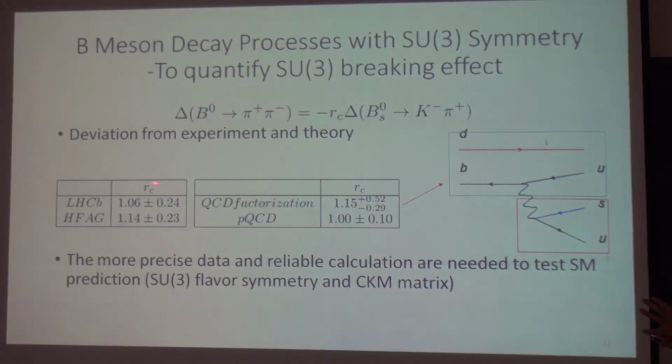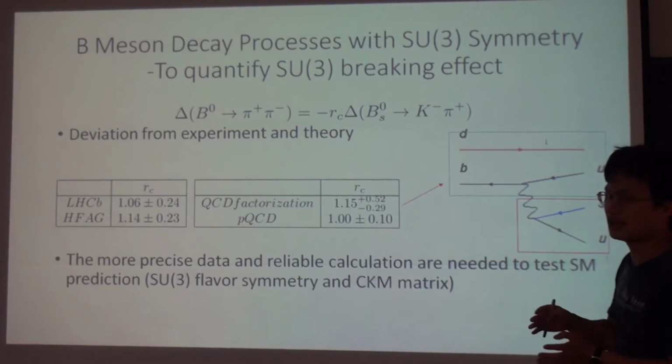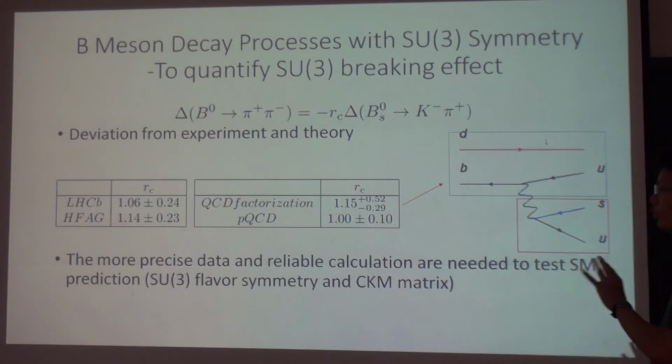However, from the theory and from the experiment, we just find that the RC is actually not deviated from 1, so we can give a conclusion that more precise data and reliable calculation are needed to test the model prediction. And we need to note that here the model prediction has 2 parts. The first part is the SU3 flavor symmetry, and the second part is the kinematics, or we should call it the decay matrix.